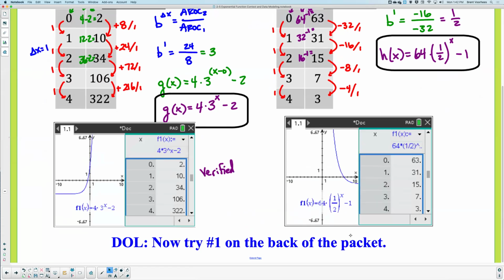Try number 1 on the back of the packet. By the way, number 1 is non-calculator. Non-calculator. So you can use the easier version of the formula. You do not have to find a rock if you don't want to.